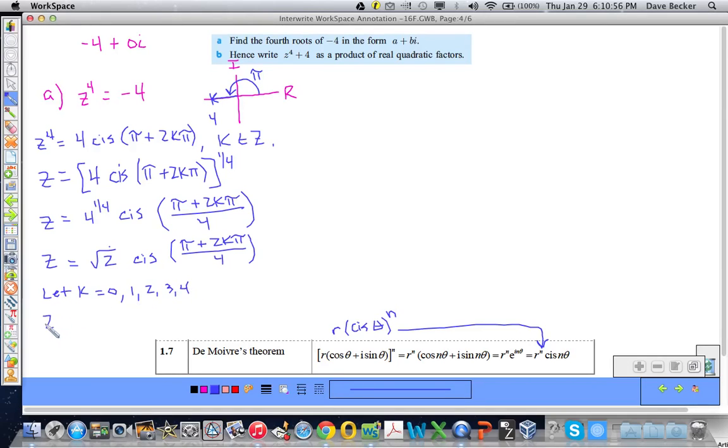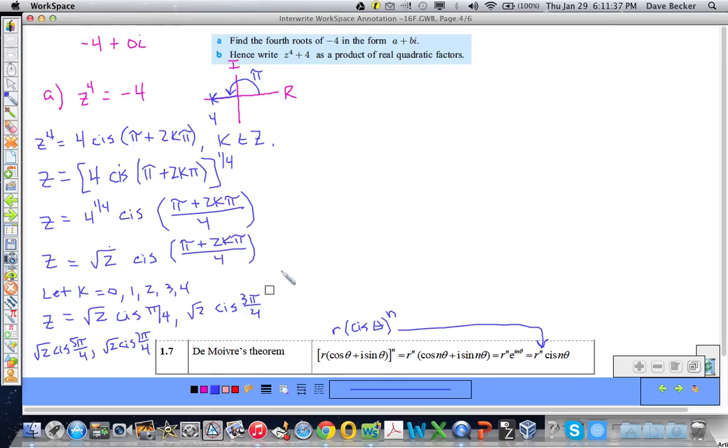So therefore, z would be equal to root 2 cis. When k equals 0, it would just be pi over 4. It would also be equal to root 2 cis 3 pi over 4. And then I'm going to move down here because I want to save some space. Root 2 cis 5 pi over 4, and then root 2 cis 7 pi over 4.